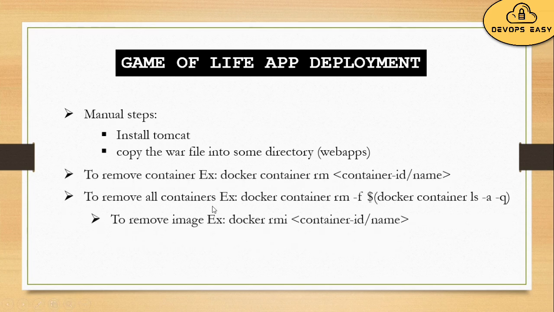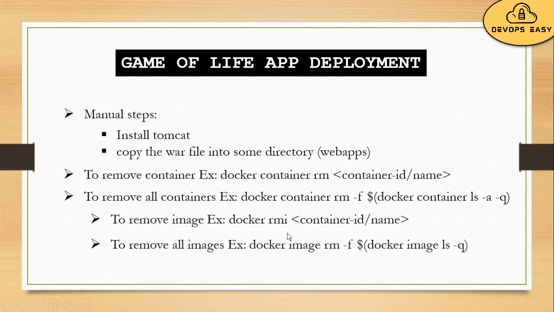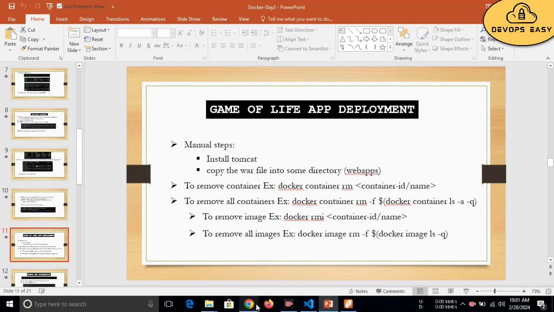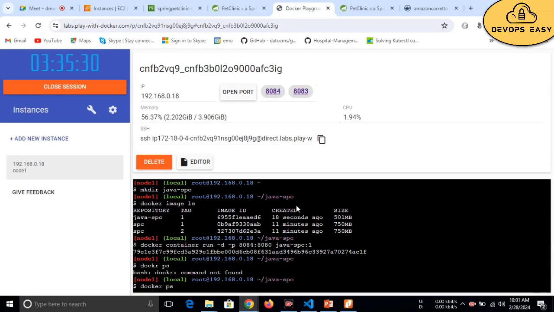So to remove a container, what is the command? I forgot to explain. Docker container rm container id or container name. To remove all running containers, docker container rm -f forcefully. This is the command. If you want to remove the image, docker rmi. If you want to remove all images, docker image rm. So let me show you how to delete a container. It will be better.